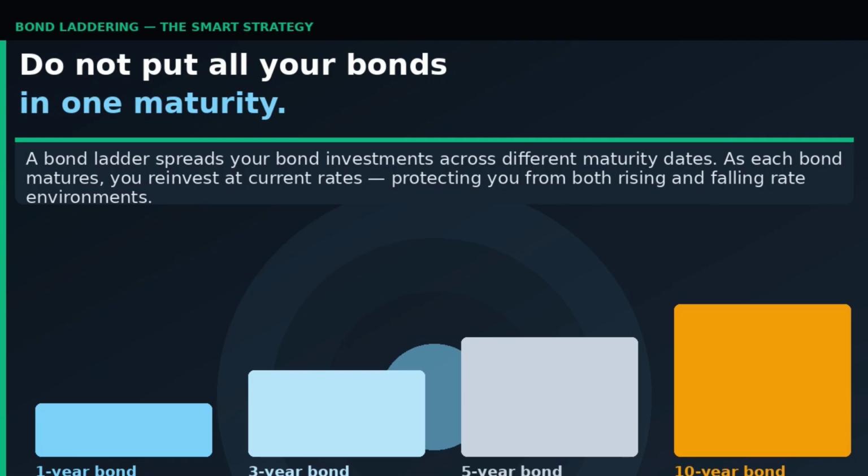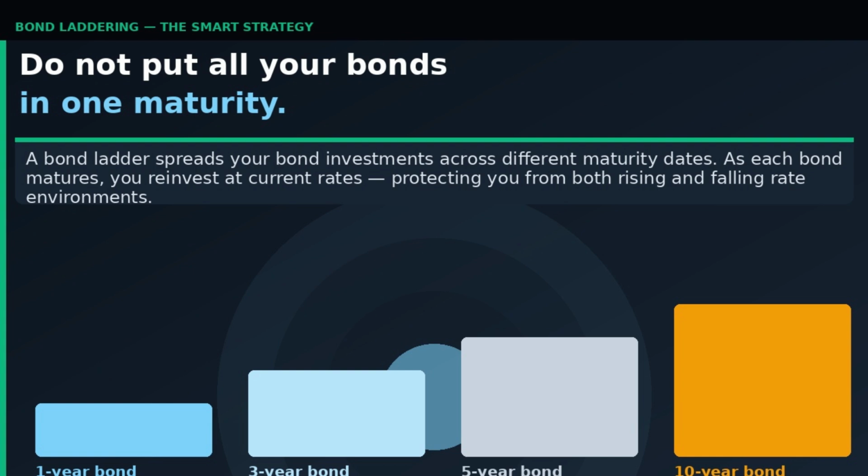One of the most effective strategies for managing interest rate risk in a bond portfolio is the bond ladder. Instead of putting all your bond investment into a single maturity date, you spread it across multiple maturities. Say 1 year, 3 years, 5 years, and 10 years. Here is how it helps. If rates rise after you invest, your short-term bonds mature quickly, and you reinvest at the new, higher rates. Your long-term bonds lose some market value, but you are not forced to sell them. If rates fall, your longer-term bonds, locked in at higher rates, become more valuable. Your short-term bonds reinvest at lower rates, but you are protected by the higher-yielding longer rungs.